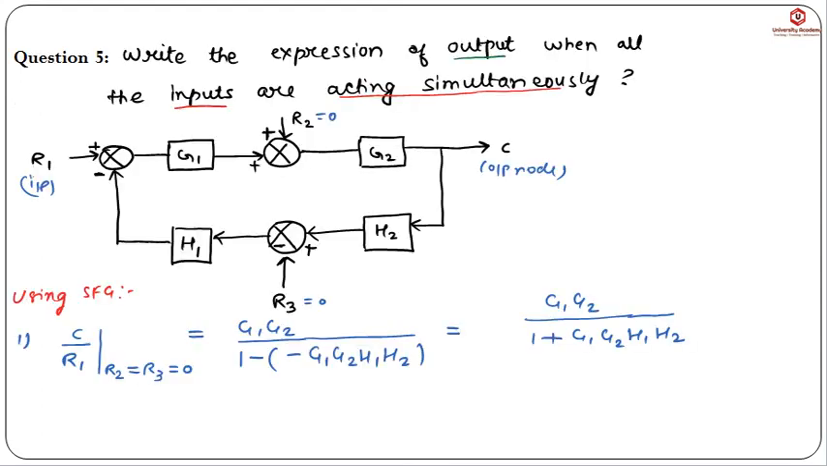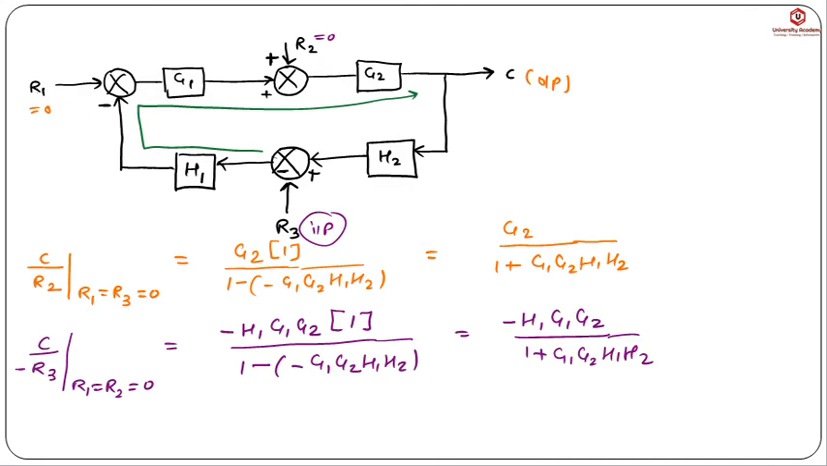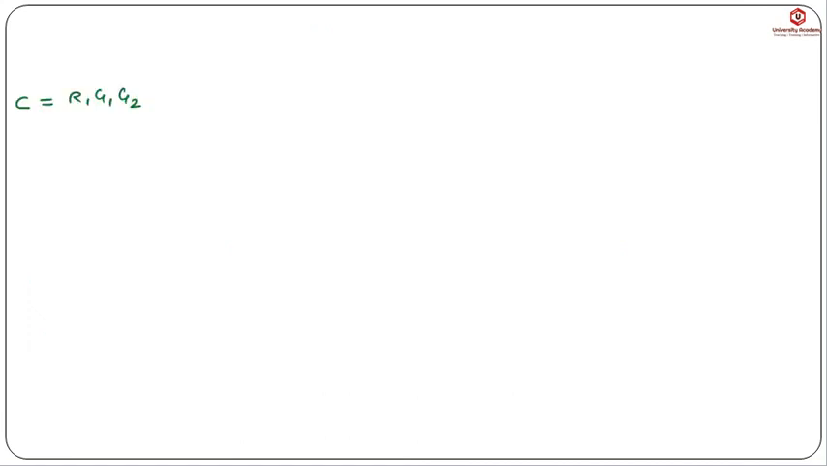So now from this, if you find the value of C, then it will be equal to R1. Okay, we can cross multiply, then R1 will go on the numerator, it will become R1 into G1 into G2, and in the denominator we have 1 plus G1 G2 H1 H2. So this C will be equal to R1 G1 G2, and from the second transfer function this C value will be equal to R2 into G2. So this will be equal to plus R2 into G2.